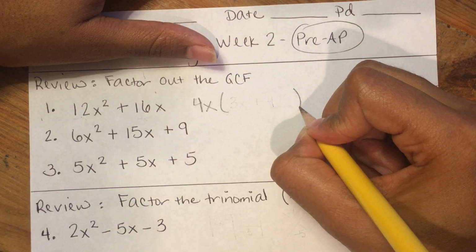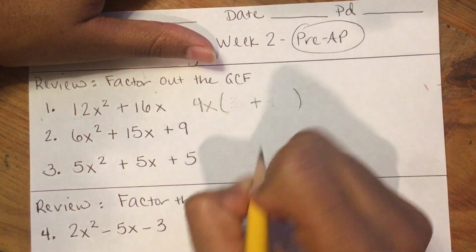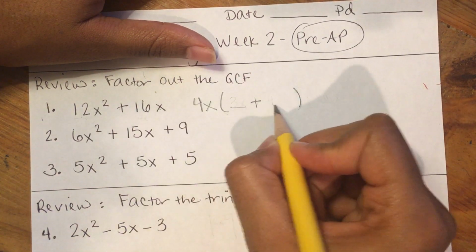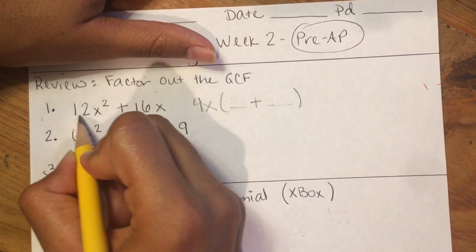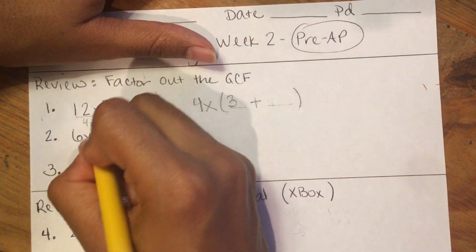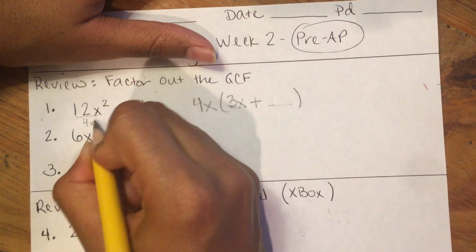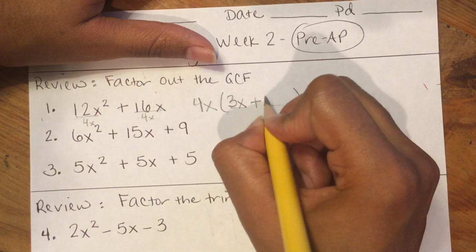Then we write our parentheses out to collect the remainder. There's a plus sign in the middle, so I'm going to do that. Okay? I need a term here and a term there. Now, what is 12x squared divided by my GCF? Divided by 4x. 12 divided by 4 is 3. And I'll have an x left over because we subtract our powers. Okay, 16 divided by 4 is 4.